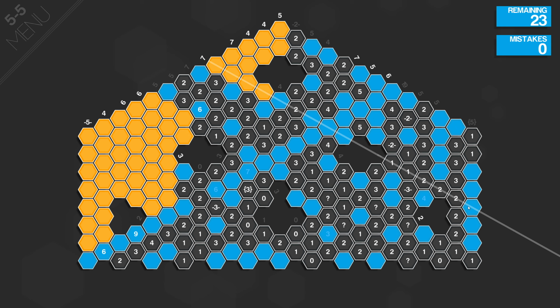This 7 sees 1, 2, 3, 4, 5. One of these for 6 and one of those for 7 on that pair of 3s. This 7 sees 1, 2, 3, 4, 5, 6, 7. This 3 is now solved.